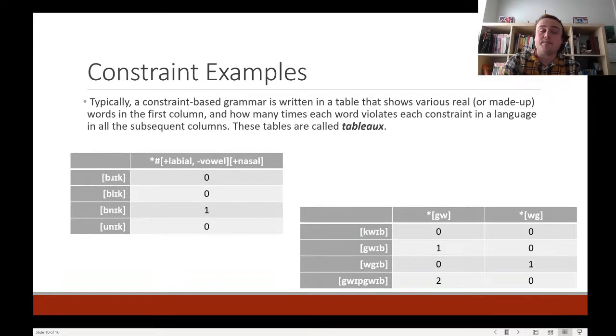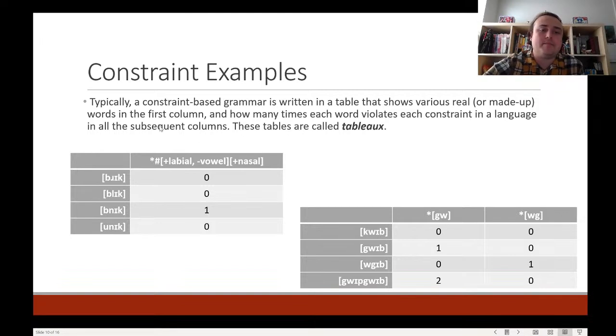So let's talk about some examples of constraints. Typically a constraint-based grammar is written in a table that shows various real or made-up words in the first column of the table, and then how many times each word violates each constraint in a language in all the subsequent columns. What we call these tables when we're using them with constraint-based grammars is tableau. That's just the French word for tables. One of the people who helped invent these constraint-based grammars was French back in the 90s. So we call these tableau.